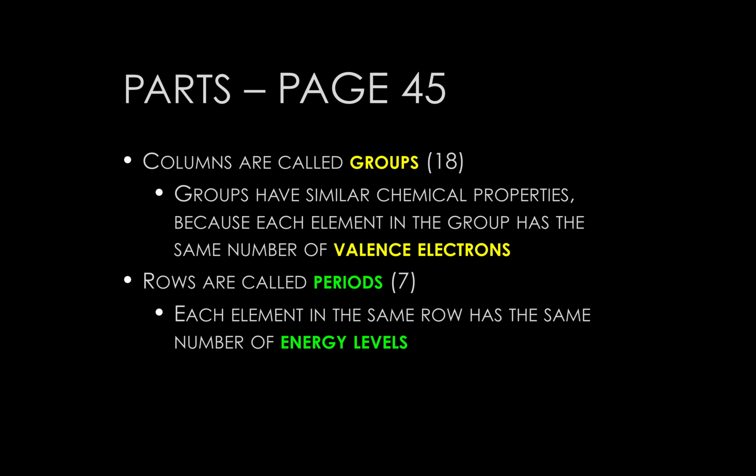Now rows, which are horizontal, go left to right, are called periods. Remember, there are 7 of them. And the period corresponds to the number of energy levels found in that element. Now remember that levels could also be called shells. So they could be called energy shells. Each element in the same row or period has the same number of energy levels. It doesn't vary within a period. The only thing that varies within a period are your valence electrons because you're changing groups, not periods.